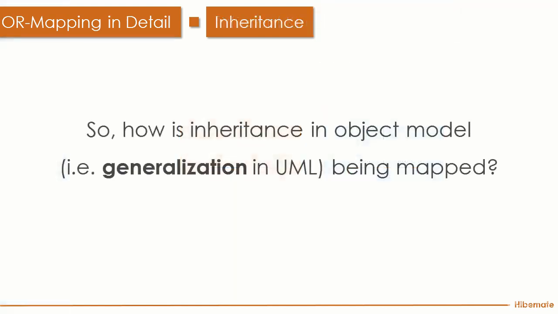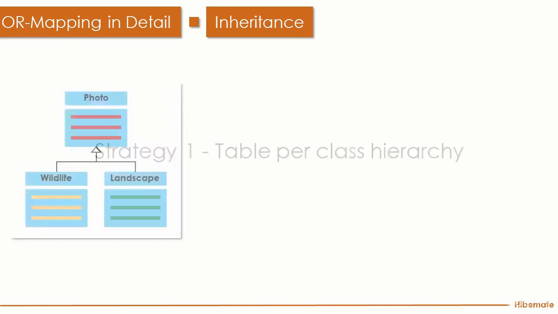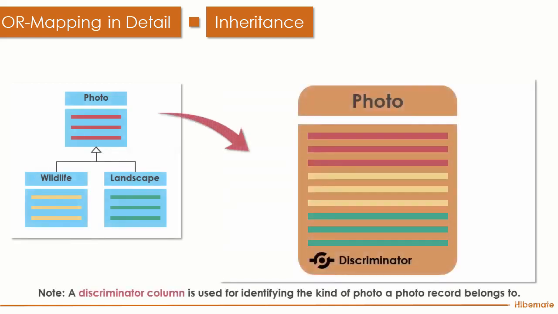Let's move on to a more advanced topic we talked about before: how to handle inheritance, the generalization in the ERD. We have different strategies. First, you can use one table to store all the attributes in the hierarchy. In this example, we have a photo class as a superclass, and we have some attributes, like color in red, and the wildlife and the landscape. You have different types of attributes.